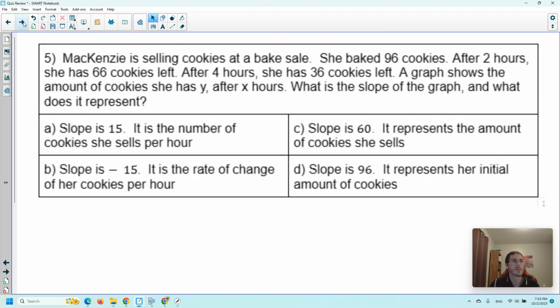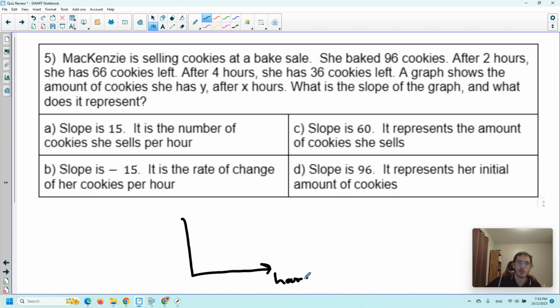All right, sounds good. Number 5 is a conceptual question, so we just have to think about it. Kenzie's selling cookies at a bake sale. She baked 96 cookies. After 2 hours, she has 66 cookies left. After 4 hours, she has 36 cookies left. The graph shows the amount of cookies she has, y, after x hours. So we want to think about our graph. For our graph, we have hours, and this one's going to be cookies. So that makes sense. What's the slope of the graph and what does it represent?